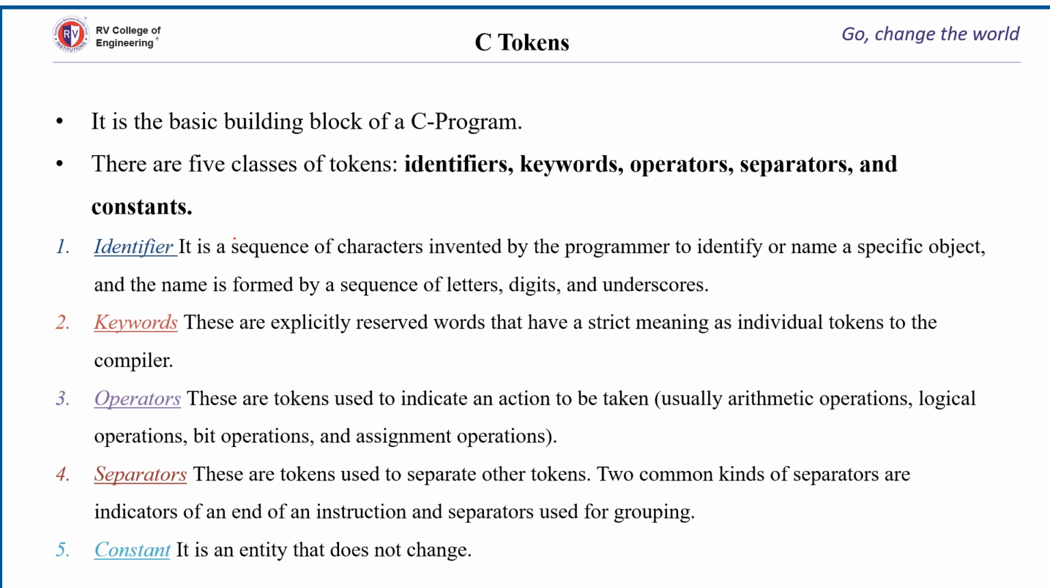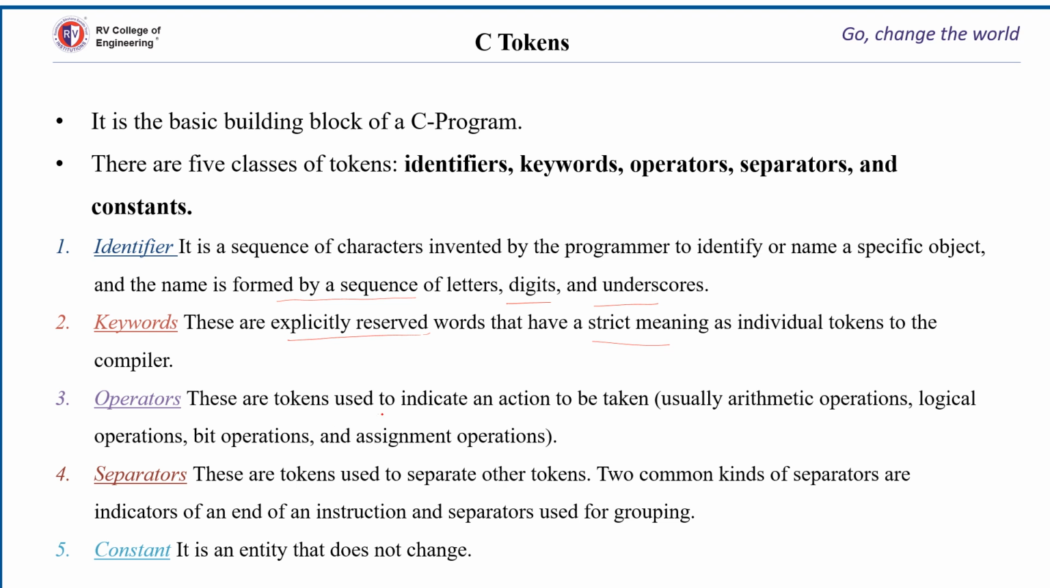An identifier is basically a sequence of characters invented by the programmer to identify or name a particular object, a variable, or a function. Whenever he wants to name a particular memory object, he makes use of an identifier. This identifier is formed by a sequence of letters, digits, and underscore. Remember, no special characters are allowed. Keywords are explicitly reserved words and they have a very strict meaning to the compiler. We are not supposed to use keywords as identifiers.